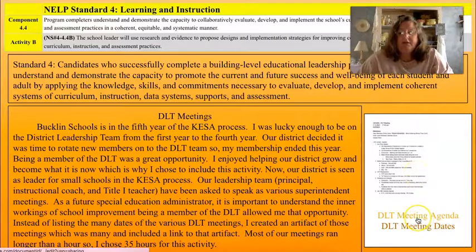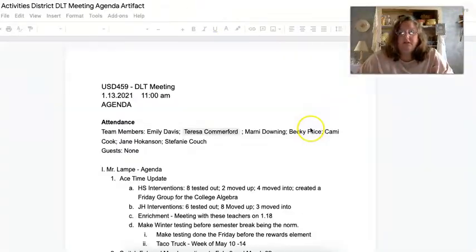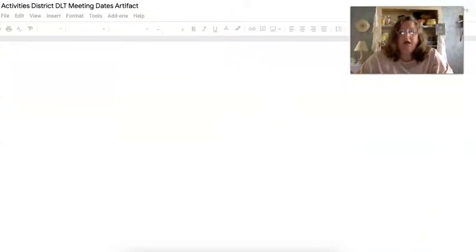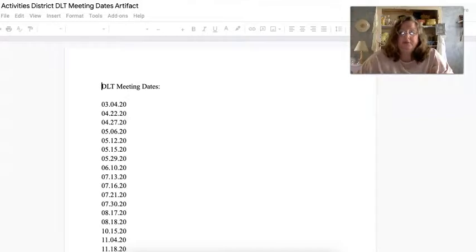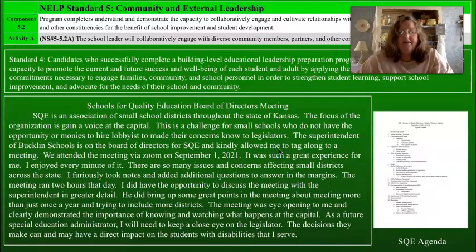And here, as you can see, this is hot linked. So you can see that this is my agenda for that particular activity. And then here are the meeting dates, which are also hot linked. But I won't take time to go through those. I just wanted to show that those were actually there and part of the artifact. So let's move on. We have to go quickly here.